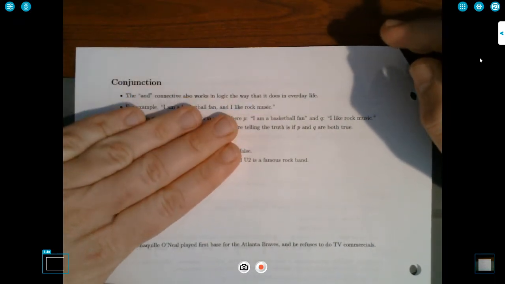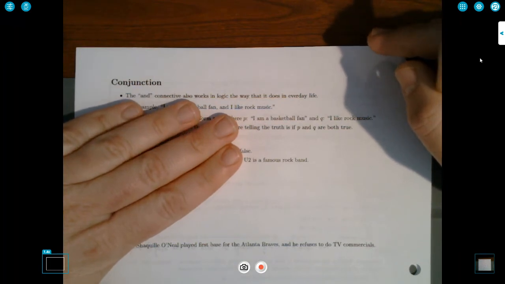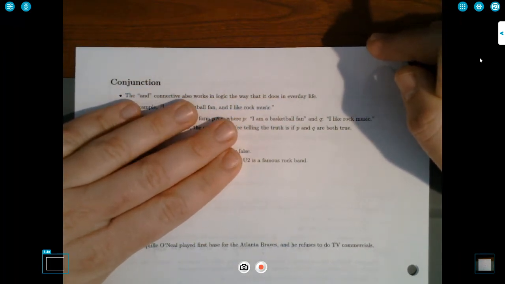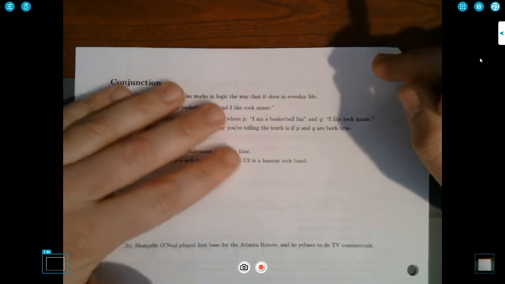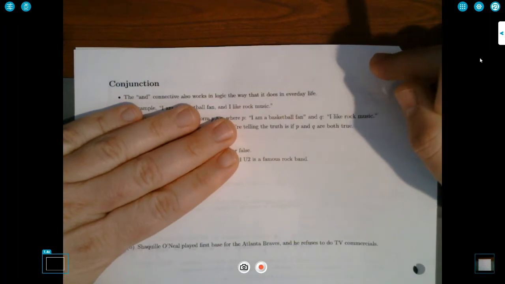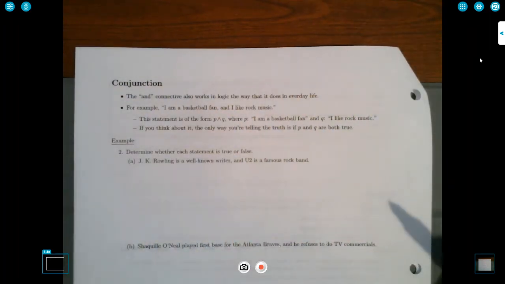Now this one maybe dates me a little bit. So maybe some of you have never heard of U2. But if you ask most people over the age of 30, they would say yes, of course, U2 is a famous rock band. So I say true and true.